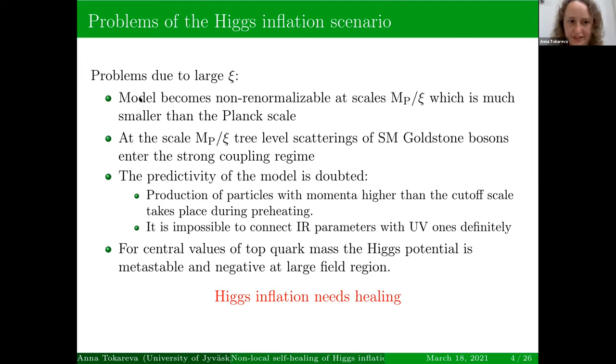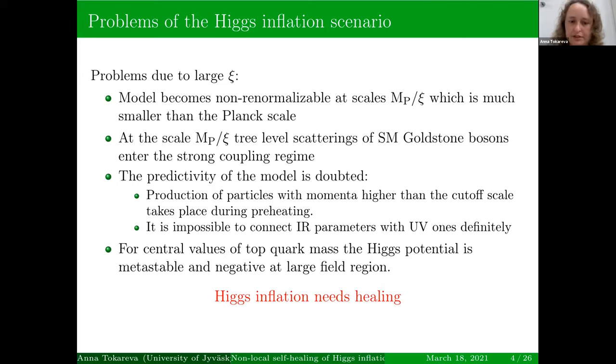The list of problems is here. The model becomes non-renormalizable already at the scale of the Planck mass over xi, which is much smaller than the Planck scale and dangerously close to the Hubble scale of inflation in this model. At this scale, tree-level scatterings of standard model gauge bosons enter the strong coupling regime, and the predictivity of the model is doubted in this case, because during reheating in Higgs inflation, particles with momentum much higher than the cutoff scale of the theory can be produced, which means that we cannot describe this process in such an easy way.